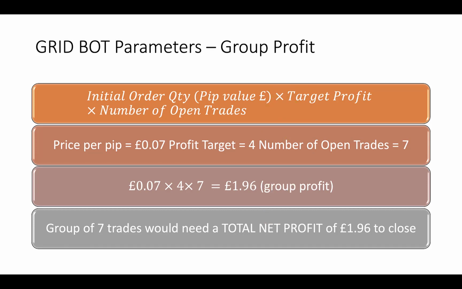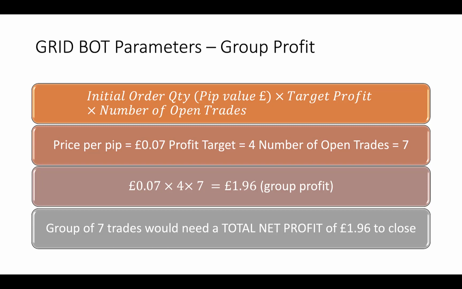The formula for this is the initial order quantity in pip value multiplied by the target profit multiplied by the number of open trades. So if our price per pip is 7 pence, our target profit is 4, and we've got 7 open trades, we put that into the formula, and that gives us a £1.96 group profit target for that group of trades. And this is net profit, so this takes away any spread and any commission charges that you've incurred.